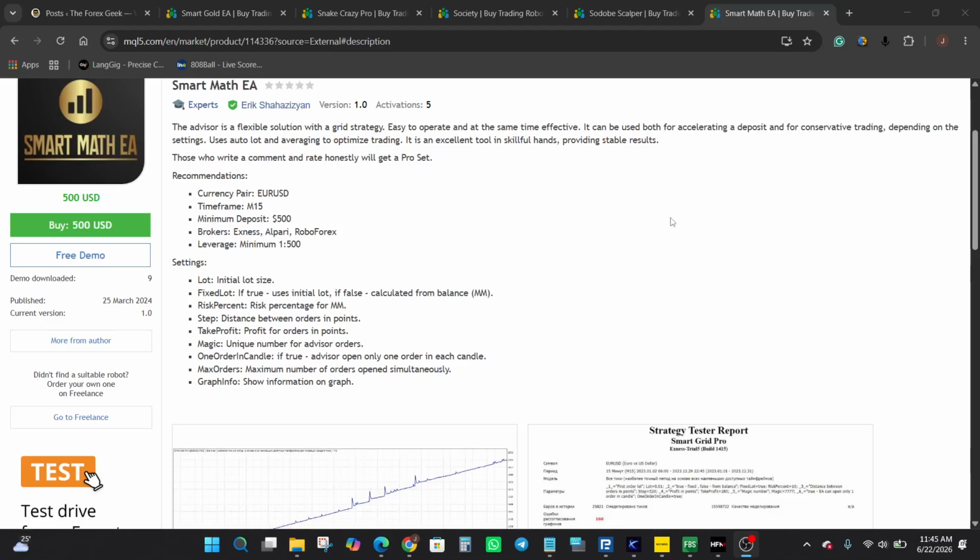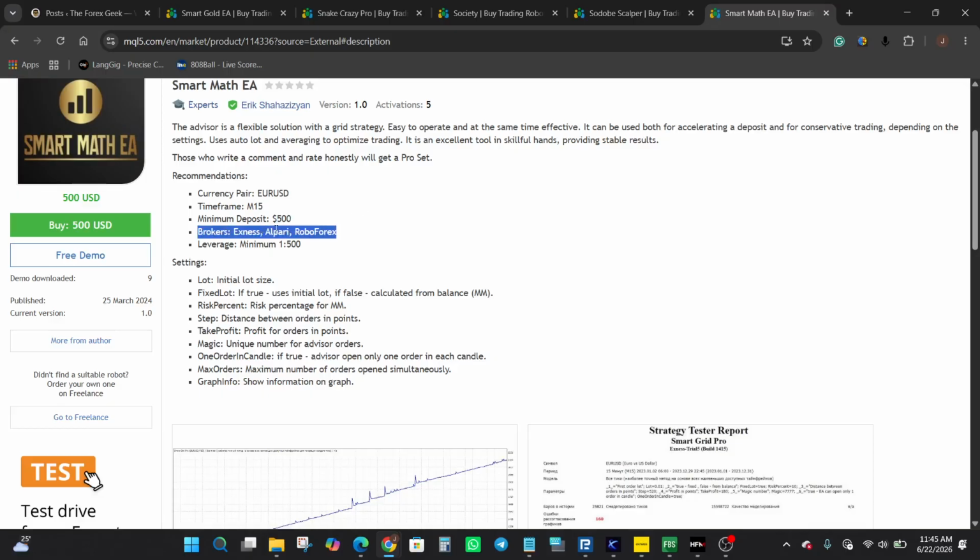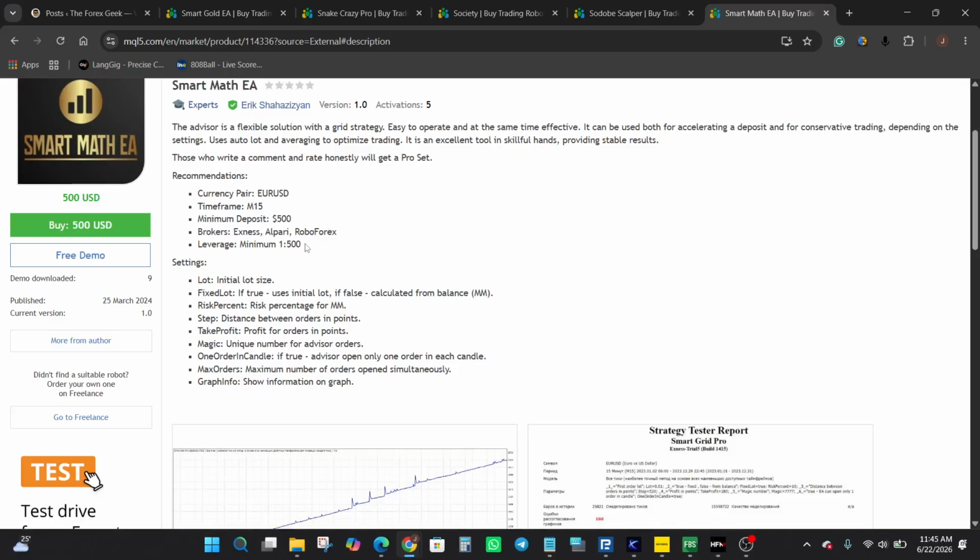Moving into the recommended setup section, the preferred trading environment provided by the developer includes EURUSD on the M15 time frame. The recommended minimum deposit is $500, and the suggested brokers include Exness, Alpari, and Robo Forex. The developer also recommends using leverage of at least 1:500. Now, let us take a look at the settings available.